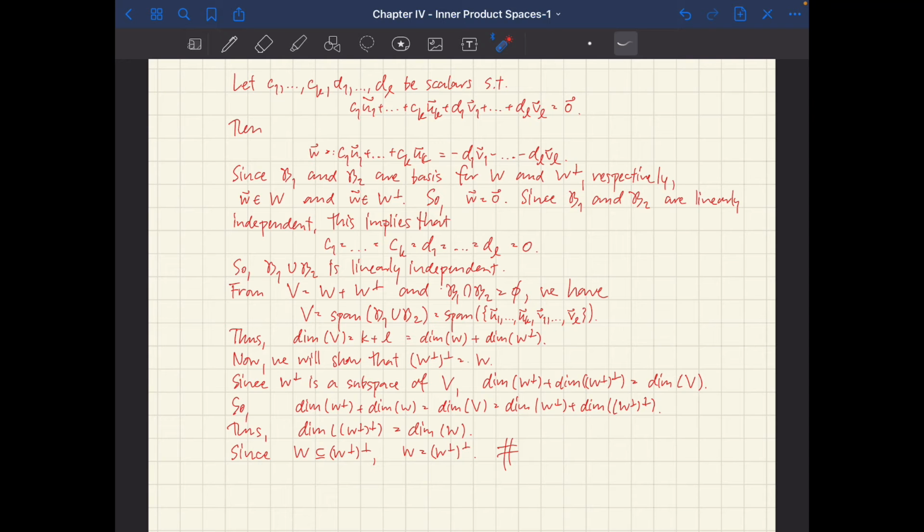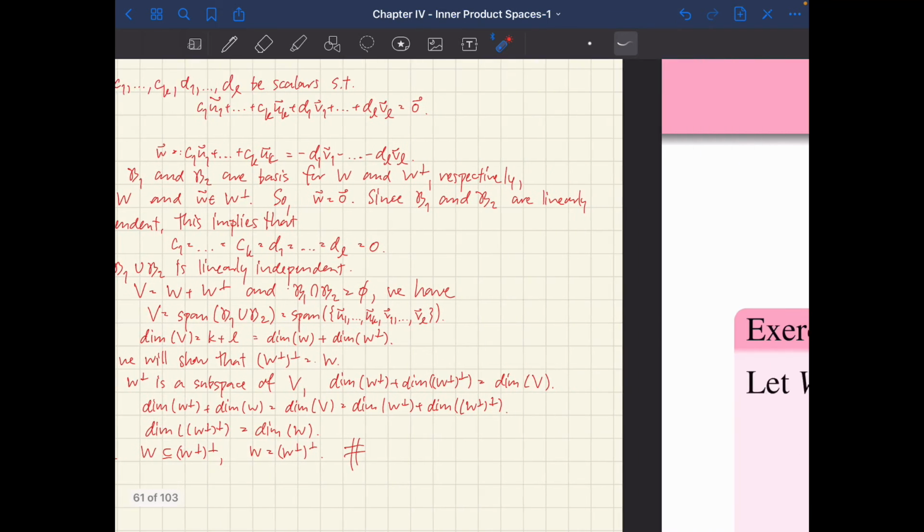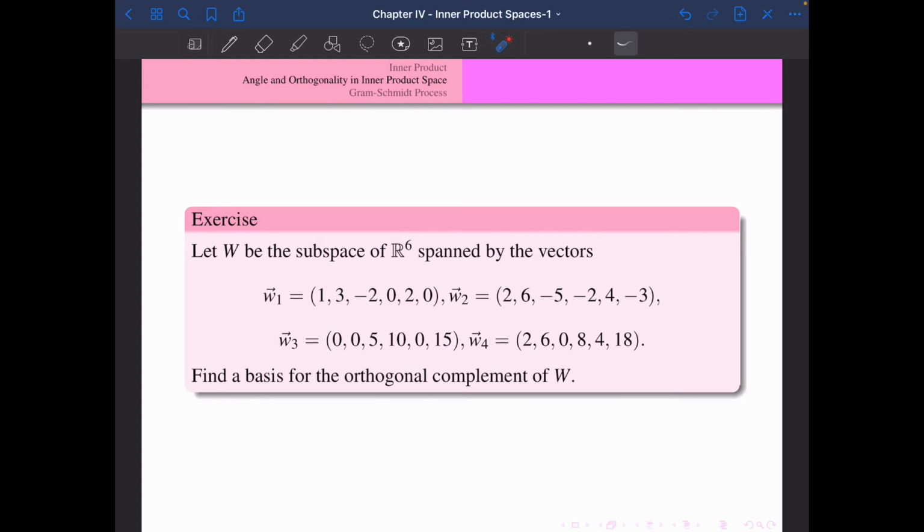This example is not hard for you. If we let W be the subspace of R6 that is spanned by the vectors w1, w2, w3, and w4 like this, the question is to find the basis for the orthogonal complement of W. So how to find this one?